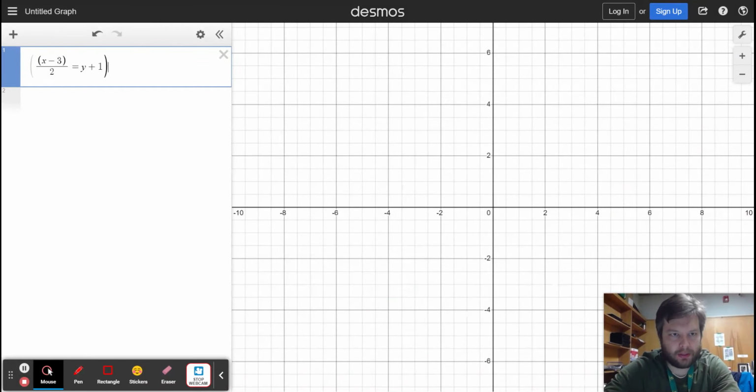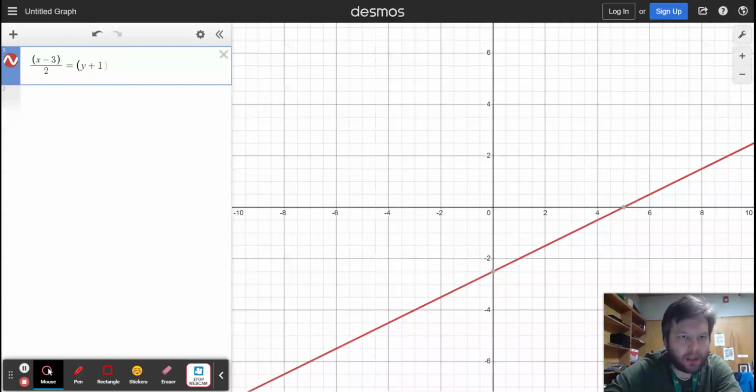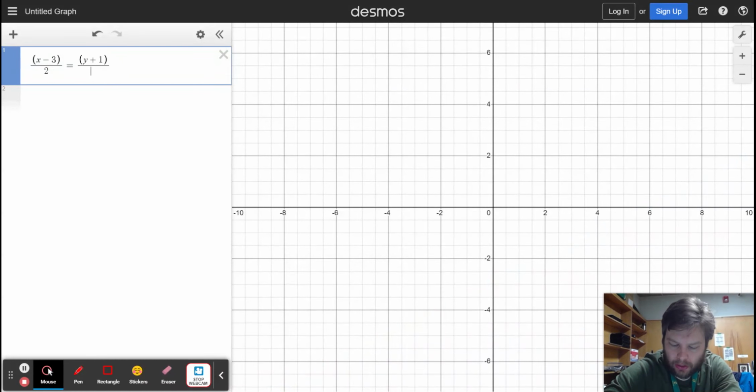equals (y plus 1) over negative 3. Okay, the formatting there is weird. We'll fix that. There we go.